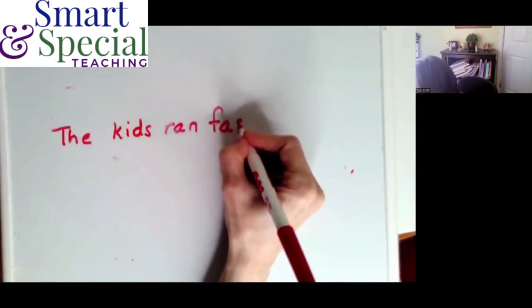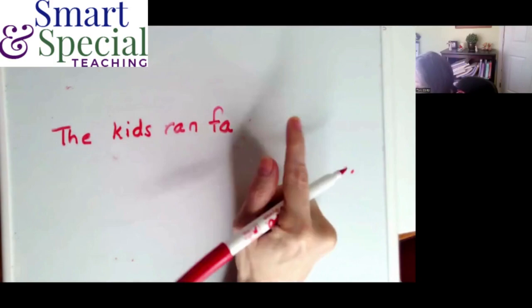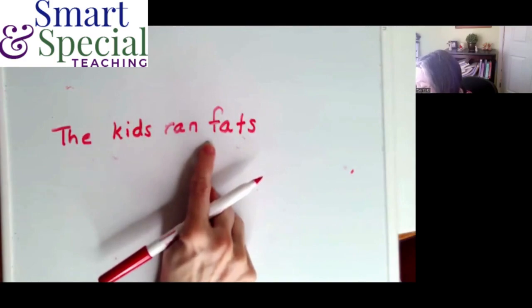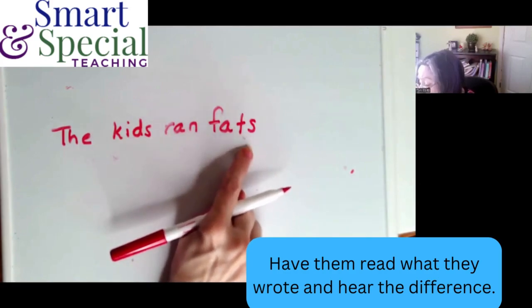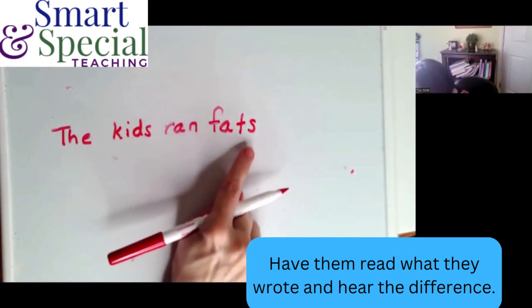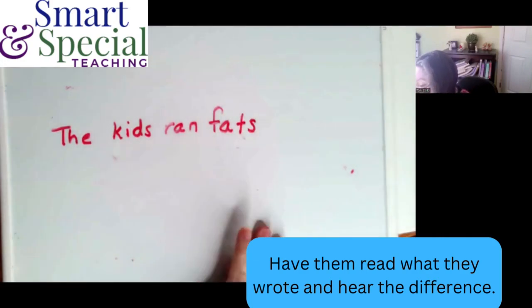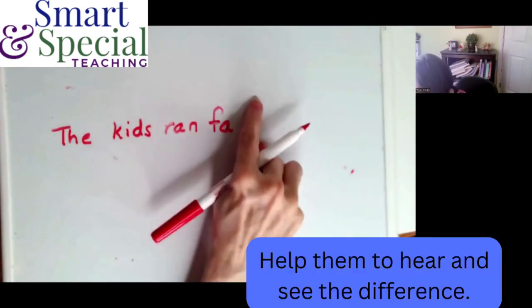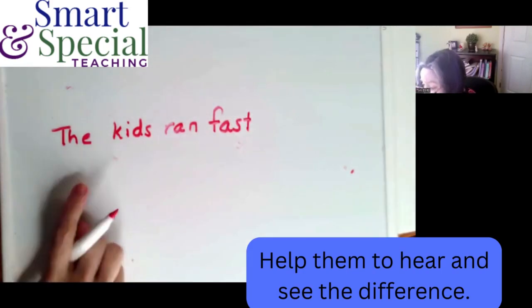Now, if they write this instead, I would say that word, let's see the sounds. Fact. Don't want fact. That would be silly. I want fast. Fast. How are you going to change that? What are you going to change to make this say fast? Help them to hear the sounds. Fast. Now read what you wrote.